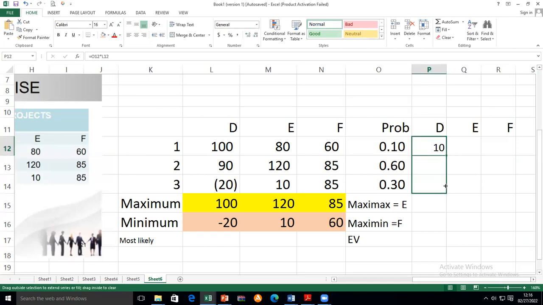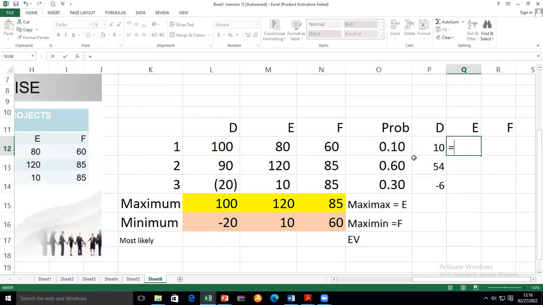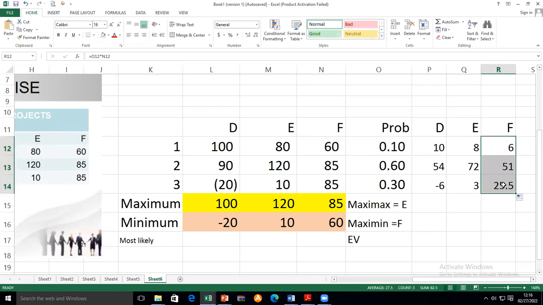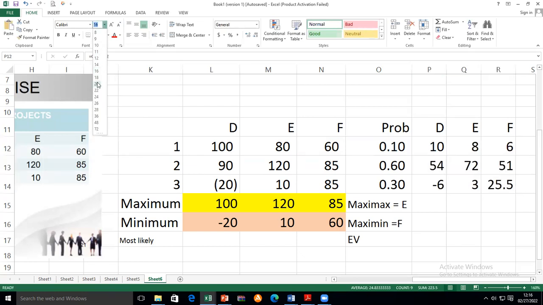So let's go. Again here, we take that, multiply by that. We take that, multiply by that. So these are the values that we have calculated. These are called expected values. We add these up.